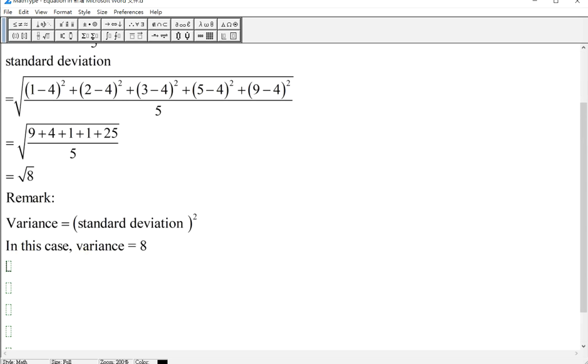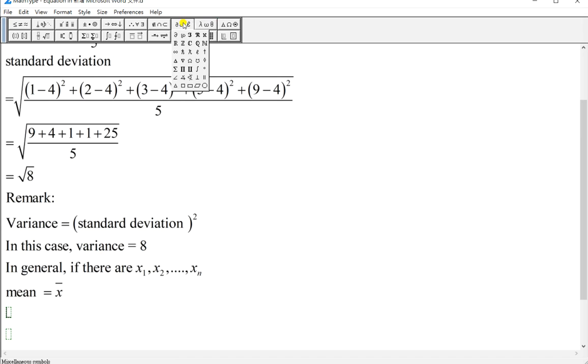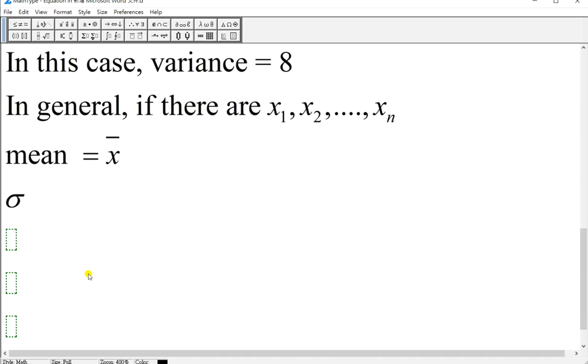In general, if there are n data, x1, x2 up to xn, suppose the mean is equal to x bar. Usually we describe the mean of the data this way, or sometimes the question will use m as the mean. And for the standard deviation, we usually use the symbol sigma. The symbol of the standard deviation would be something like this.